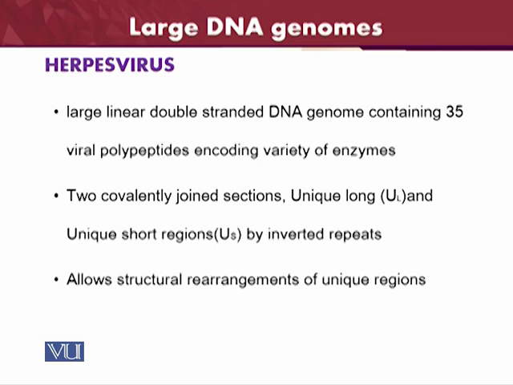Then the herpes viruses have a large linear double-stranded DNA genome containing about 35 viral polypeptides, and these polypeptides of course encode a large variety of enzymes. There are 2 covalently bound joint sections, unique long and unique short, and these are joined together with the help of inverted repeats. This allows structural rearrangements of the unique patterns in this herpes virus.